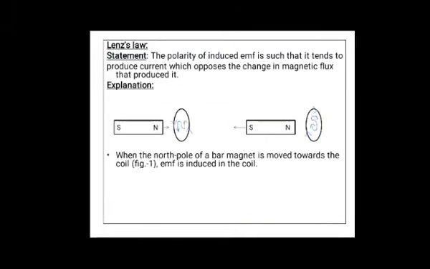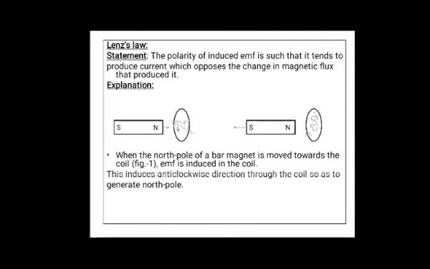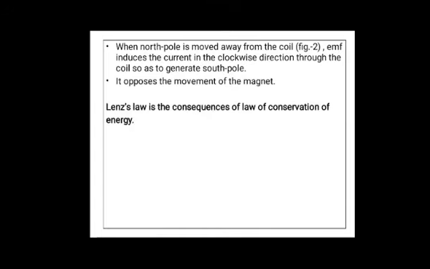Now whatever I have explained, that only is written here. When the north pole of a bar magnet is moved towards the coil, EMF is induced in the coil, and the direction of induced current is anti-clockwise, so as to generate a north pole. This opposes the movement of the magnet. Then when the north pole is moved away from the coil, EMF induces current in clockwise direction, so as to generate a south pole. It opposes the movement of the magnet. So this is the explanation given by Lenz.